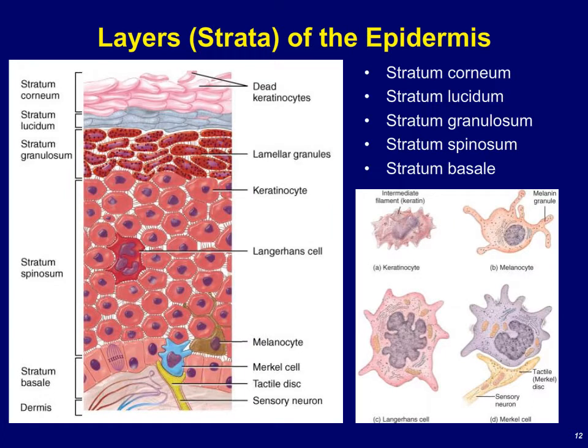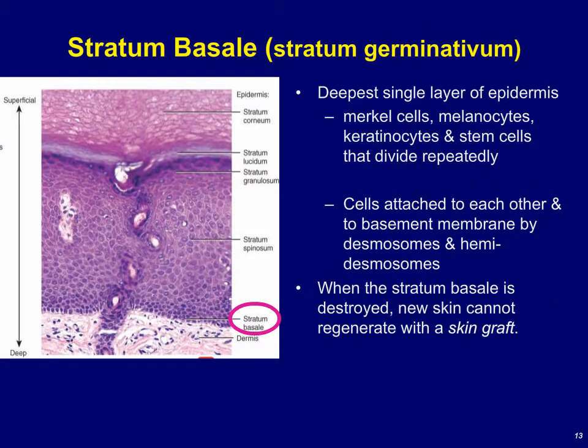Okay, now we're going to talk about the 5 layers or strata of the epidermis, and these include the stratum corneum, the stratum lucidum, stratum granulosum, stratum spinosum, and stratum basale. So the first layer of the epidermis is called the stratum basale, or the stratum germinativum. Now this is a single layer of cells that is sitting on the basement membrane. Remember, the basement membrane is the junction between epithelial tissue above and connective tissue below.